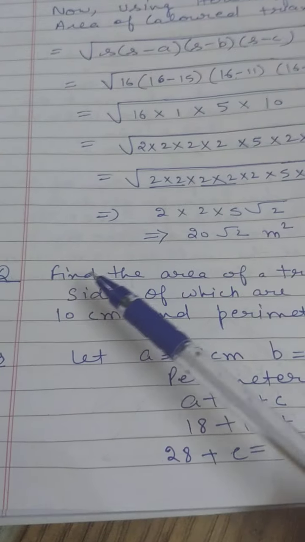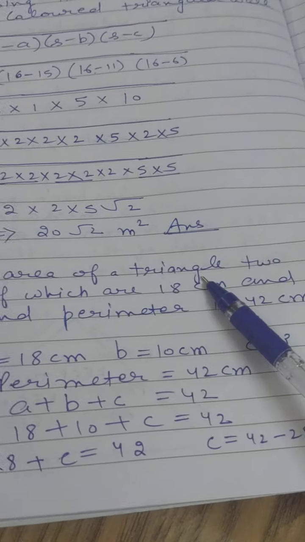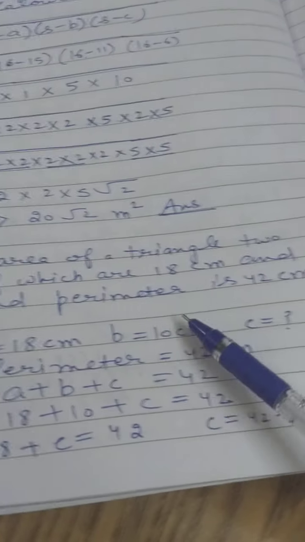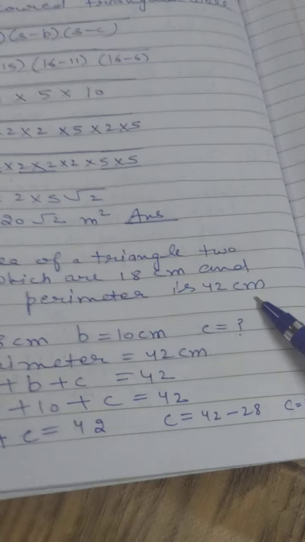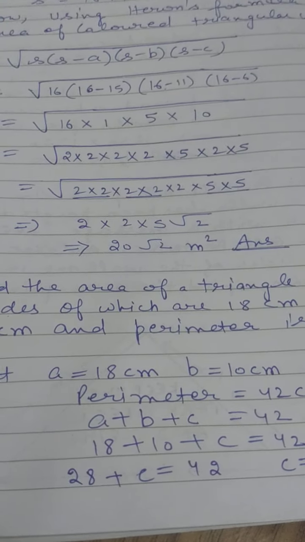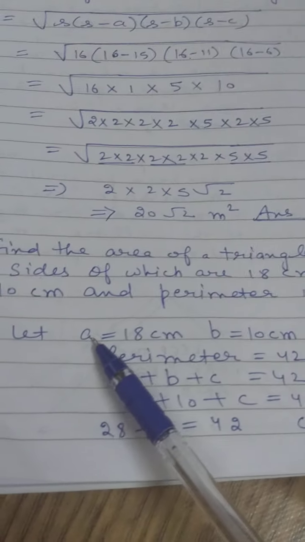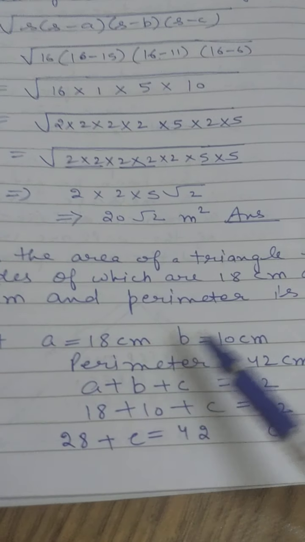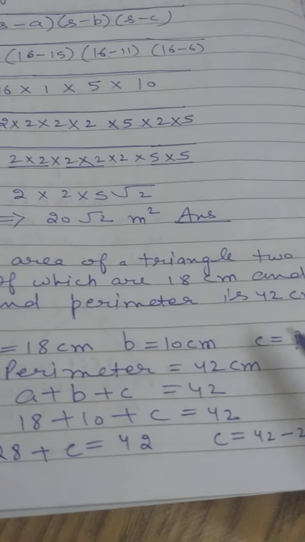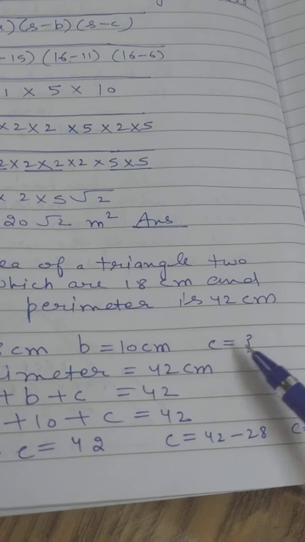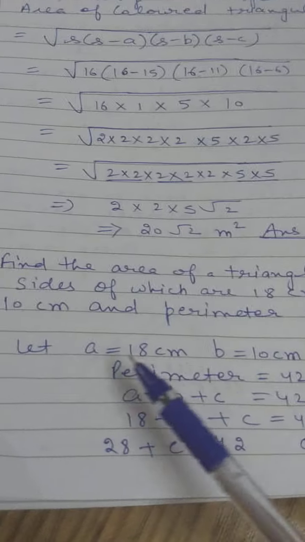Question number 4, statement is find the area of a triangle, two sides of which are 18 centimeter and 10 centimeter and perimeter is 42 centimeter. We have to find the area of the triangle. We are given two sides and the perimeter. Let a, the first side, be 18 centimeter, b, the second side, be 10 centimeter, and we don't know the third side. Let c equal the third side.